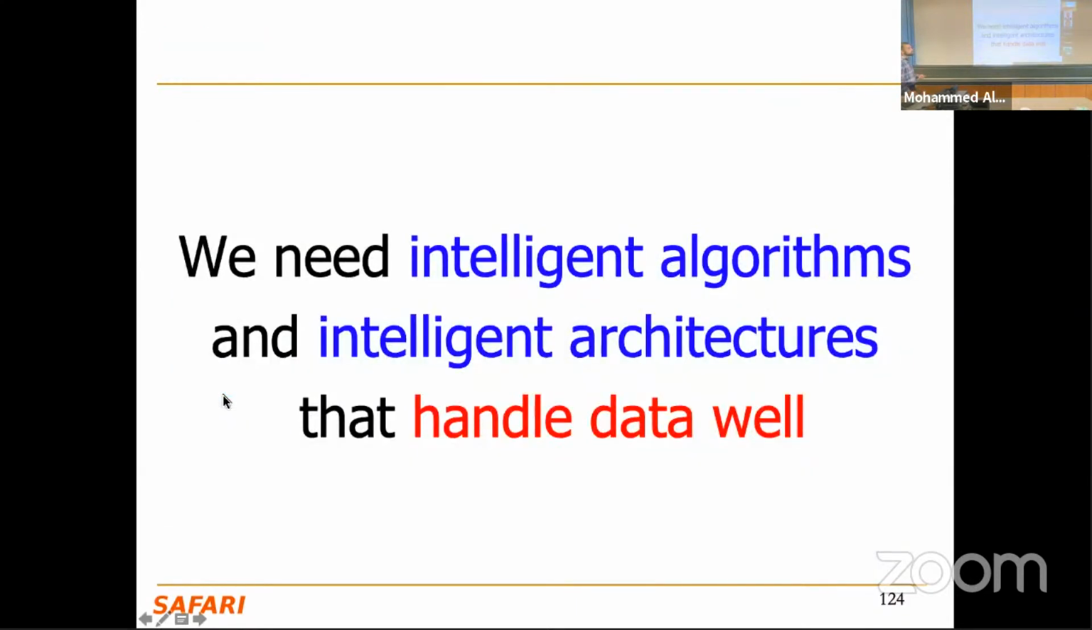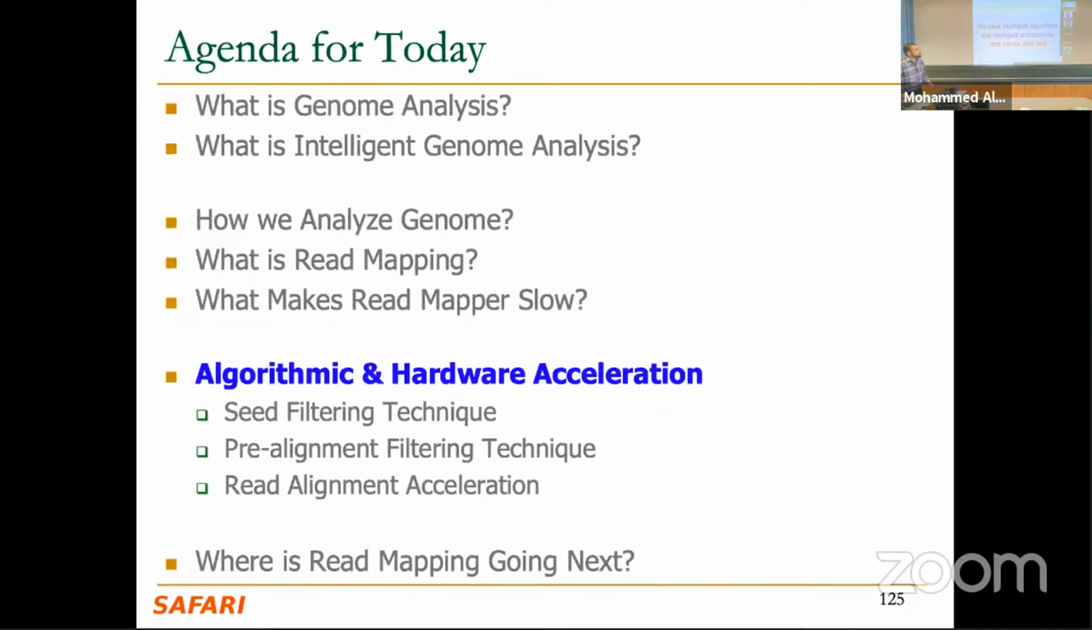And that, to sum up, we really need intelligent algorithms and intelligent architecture that handle data well. Not one of them, but both of them are really necessary.